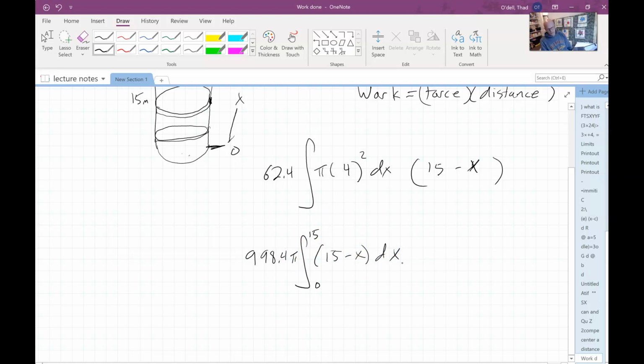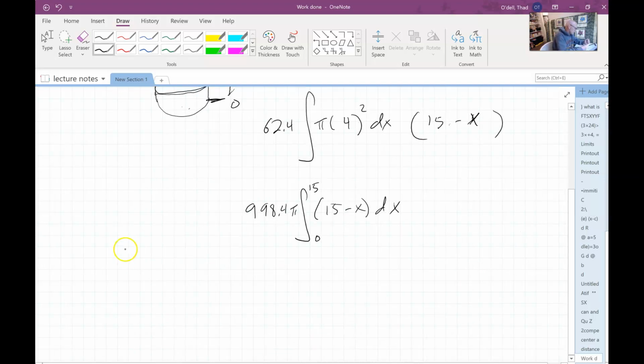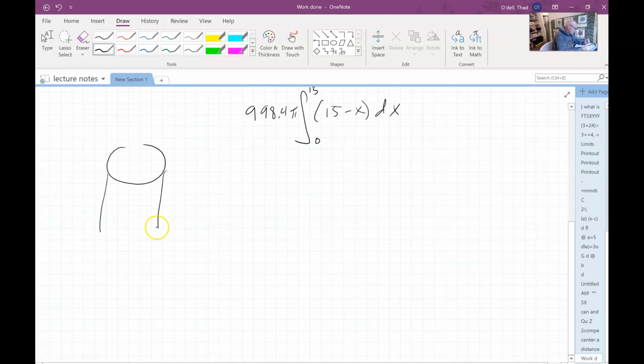And we can calculate that. Of course, you'd evaluate the integral and it'll tell you how much work was done, and the units would be foot pounds, because we're multiplying pounds per cubic foot by cubic feet, so that'd leave me just pounds, and of course this is measured in feet, so it'd be foot pounds.